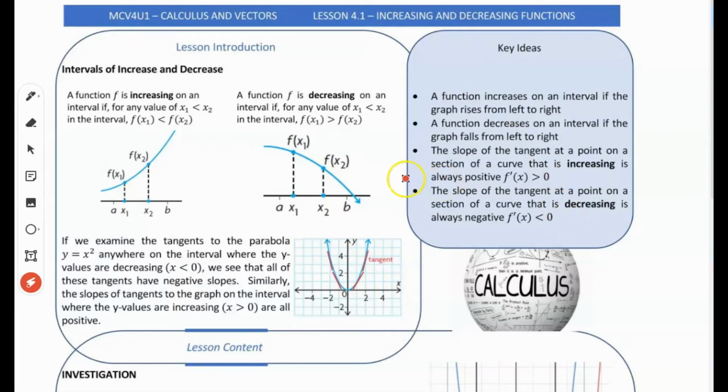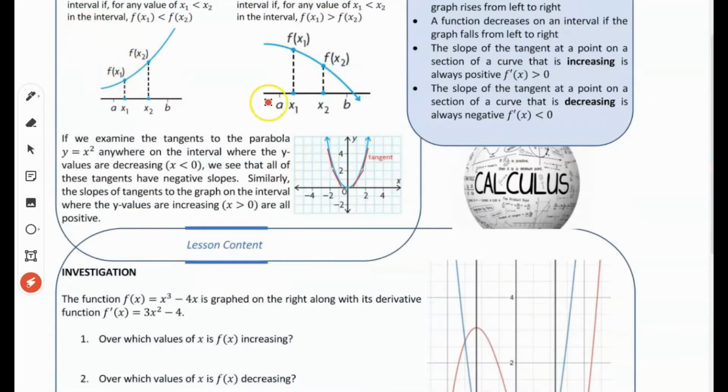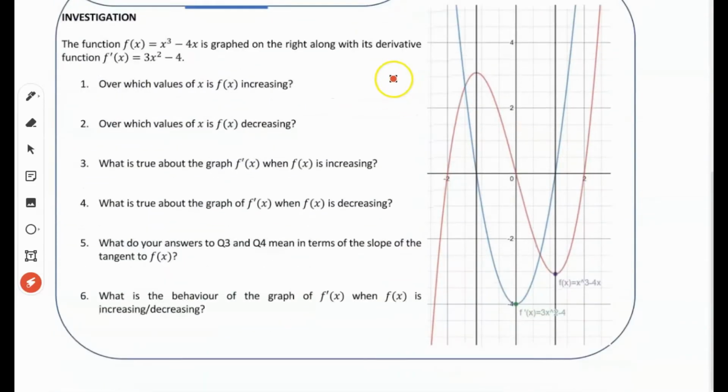We're going to do a little investigation to see if we can determine that a little bit easier and without necessarily looking at a graph, because in this unit we want to use all these skills to actually help us graph. But first, let's look at a graph. So in this little investigation, this red graph is the function x cubed minus 4x. If we take its derivative, we get 3x squared minus 4, and that's the blue function right there.